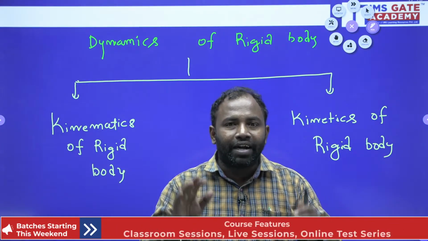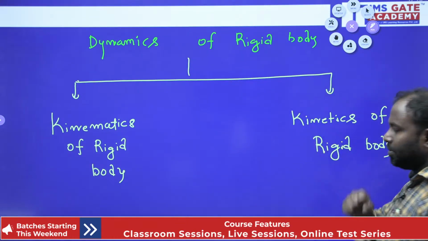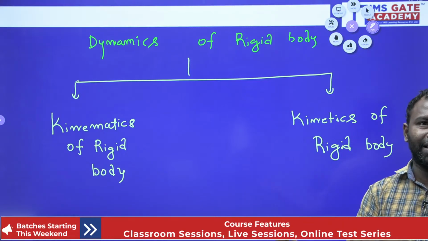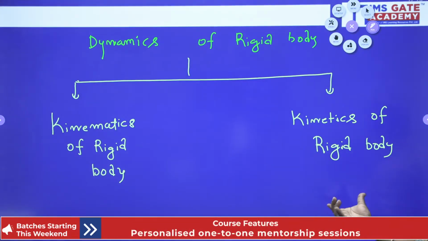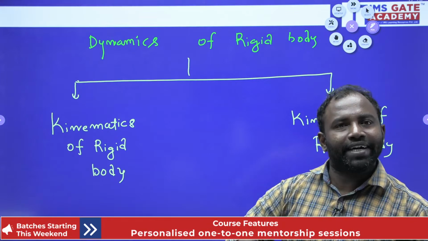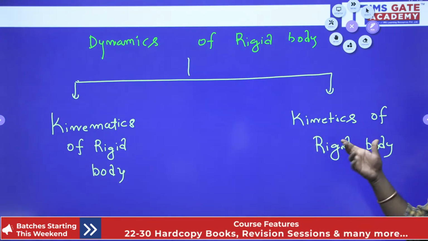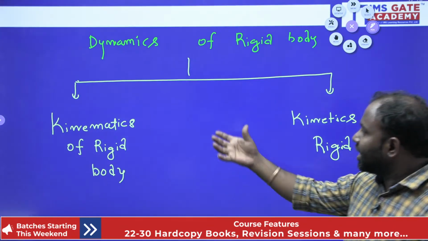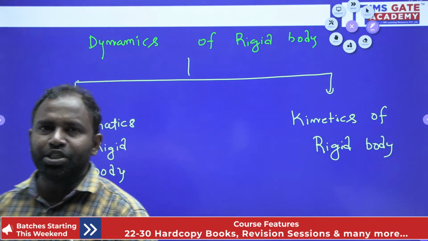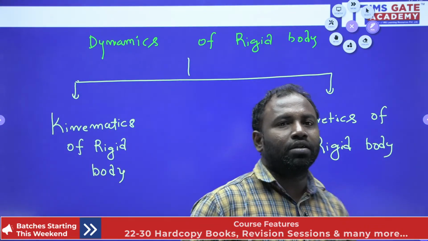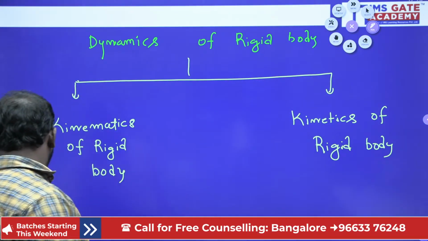All right. Now next is kinetics of rigid body. Here we consider the force which causes the motion, right? And we will study the motion variables such as displacement, velocity, acceleration and time. Kinematics of rigid body, that means rotational motion, we have seen yesterday, right? In rotational motion, kinematics of rigid body, rotational motion we have seen, right?